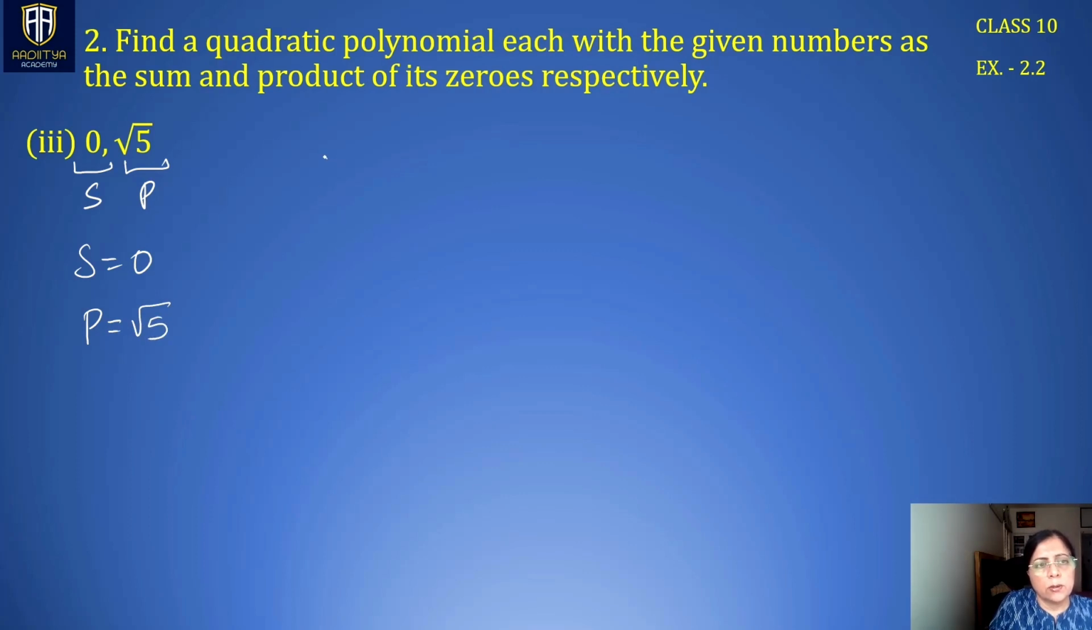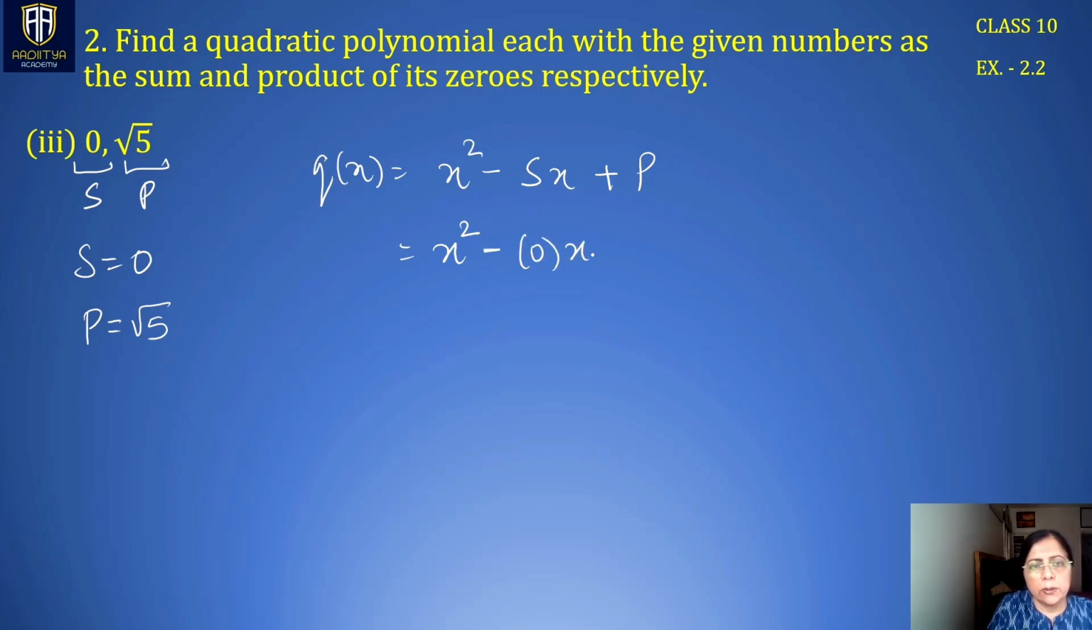So we simply put this into the expression, you can write here q of x, x square minus sum of x plus product. So we have x square minus sum is 0, 0 times x, plus product is root 5. So we get x square, this term becomes 0. So we have x square plus square root of 5 as our quadratic polynomial.